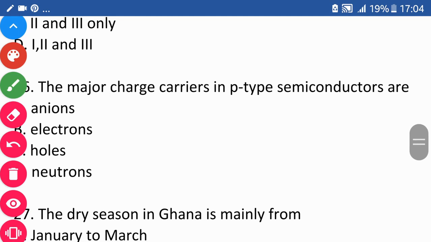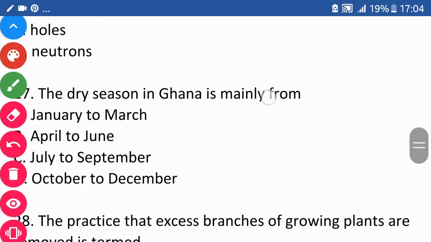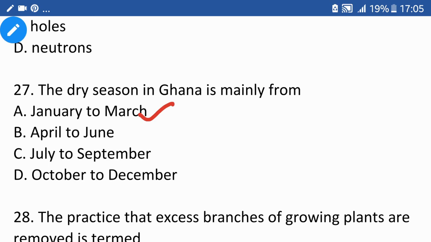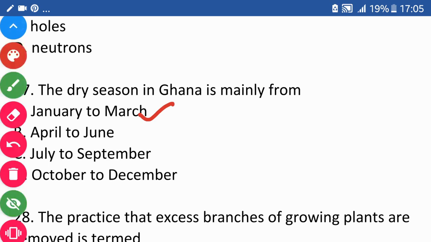So the next one. The major charge carriers in p-type semiconductors are known as the holes. The dry season in Ghana is mainly from January to March. So A. So that's question 27. A.